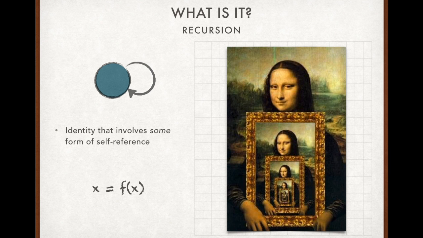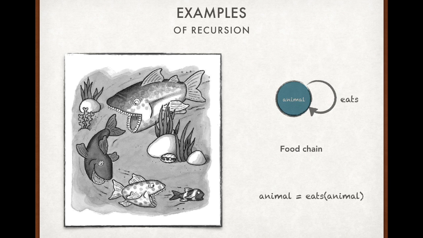So if you look at this picture of the Mona Lisa, if you're trying to define the picture, you have to refer to the picture in your definition. This is a picture of a woman holding a picture of a woman holding a picture of a woman. That's not the only way to define that picture. In a graph, you might have a node that's pointing to itself, so you have this kind of loop idea. And in mathematics, you can define recursive things like x equals f of x. So x is on both sides of the equation, which means it depends on itself.